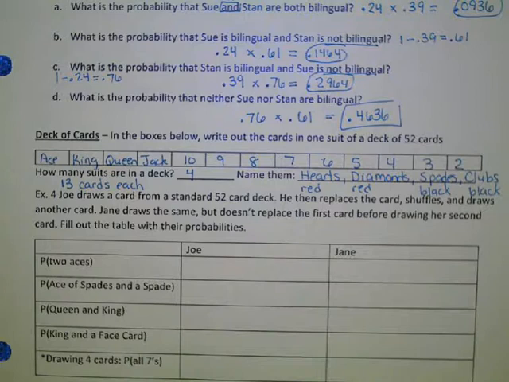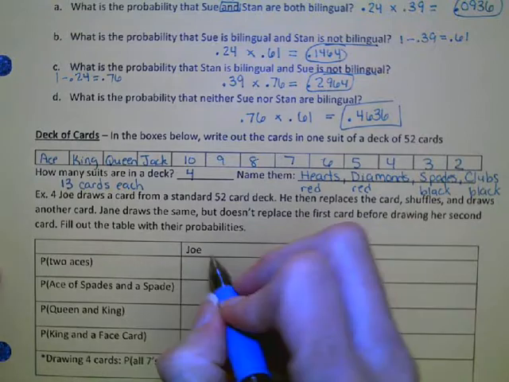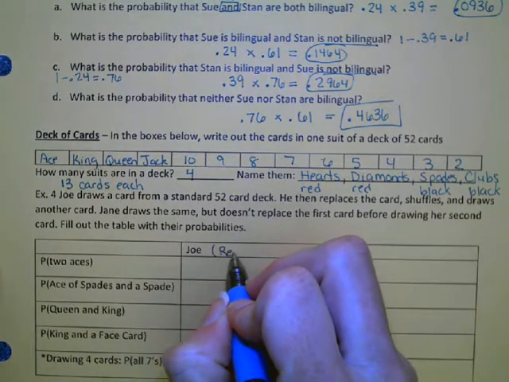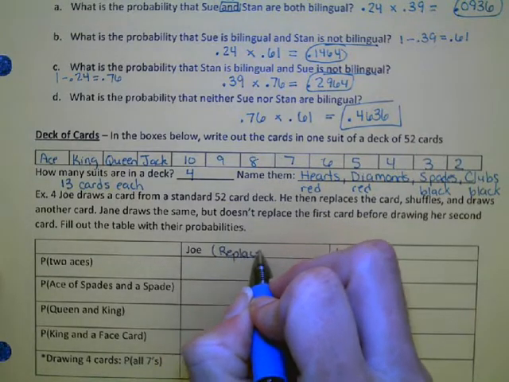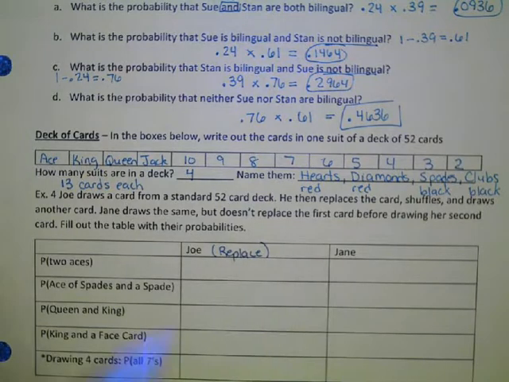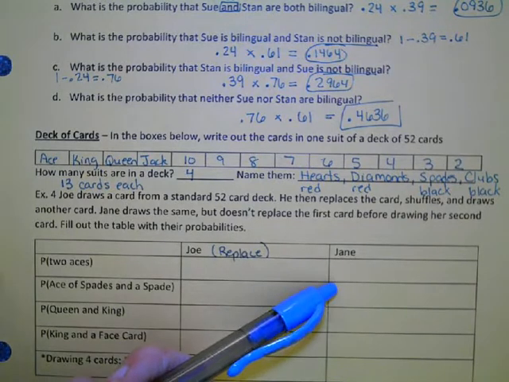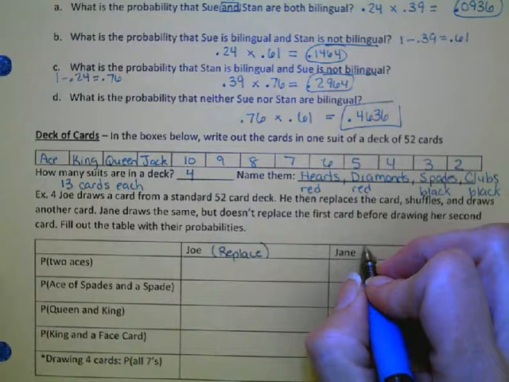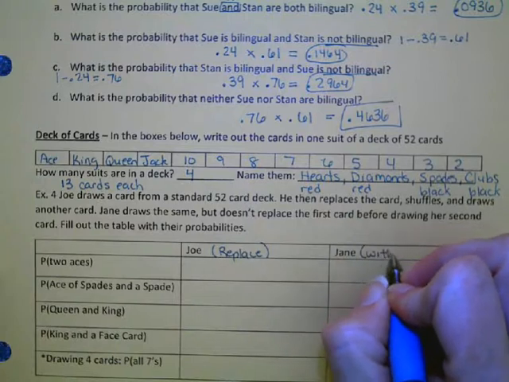So, we have Joe here. He's going to draw from a deck of cards. He's going to replace the card before he draws a second card. Whereas you have Jane here, she's going to draw from a deck of cards, but she doesn't replace. So we'll say without replacing.